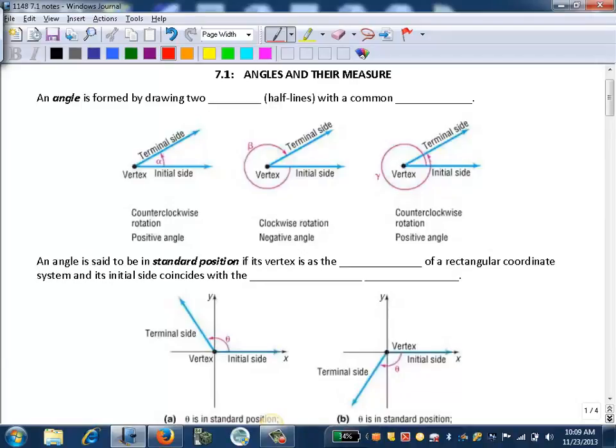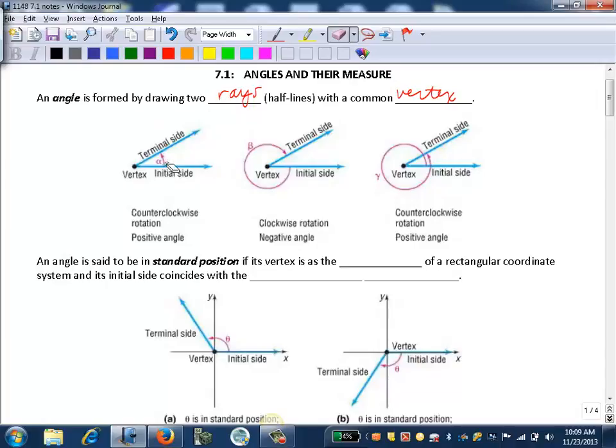Section 7.1, Angles and their measure. An angle is formed by drawing two rays or half lines with a common vertex. We have the initial side, this first ray. We rotate through an angle alpha, the Greek letter alpha, and here's our terminal side, the second ray.